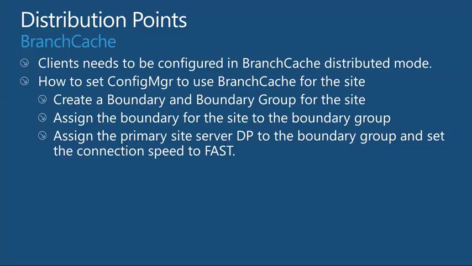Then you take one of your core distribution points. In this case, I've said the primary site server distribution point, or your head office distribution point, and add it to that boundary group. So it's a distribution point which is across a WAN from that particular boundary group, and you configure it for fast.